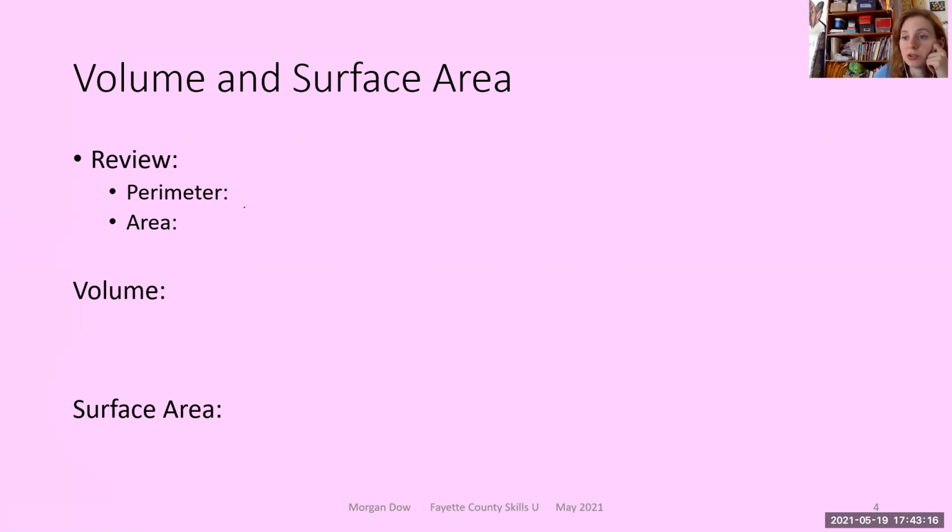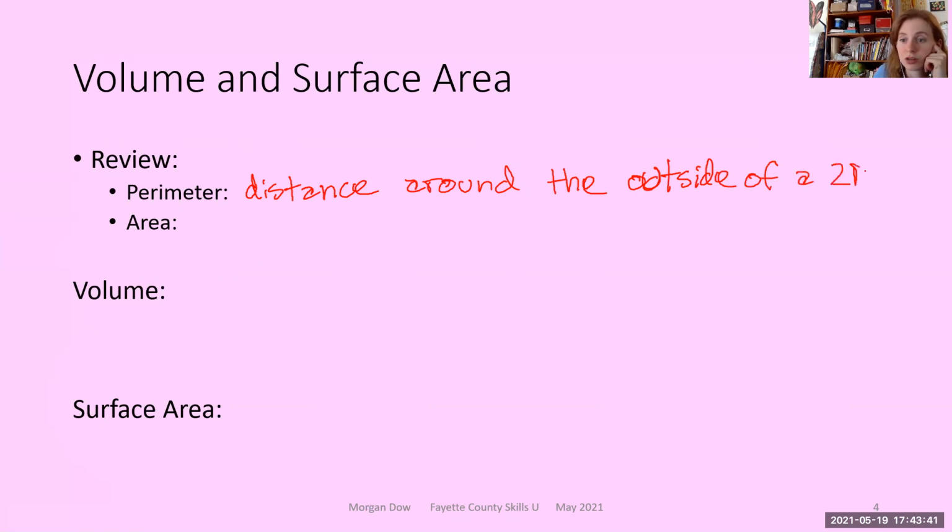Well, perimeter, one way you can say it is you could say it's the distance around the outside or the edges of a plane figure or a flat shape, a two-dimensional shape. So perimeter is about the distance around the outside of the shape.